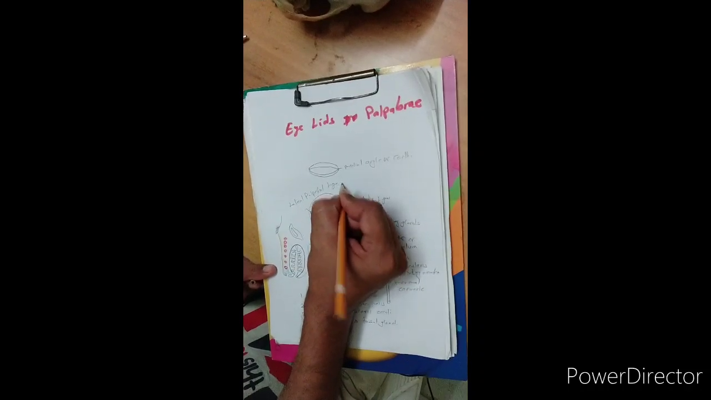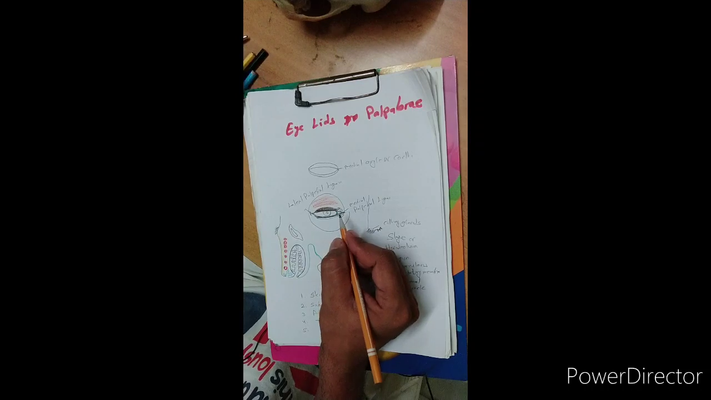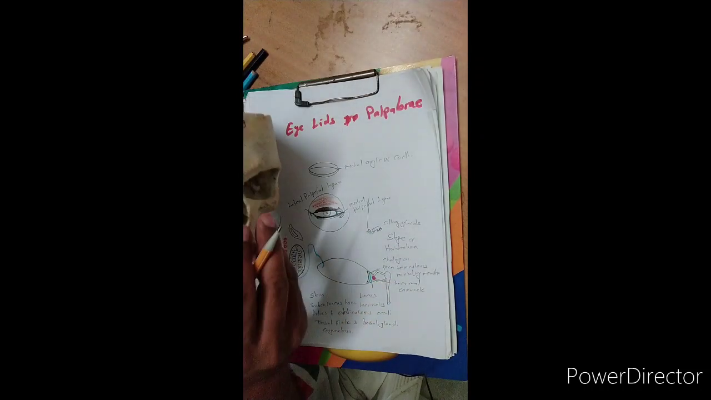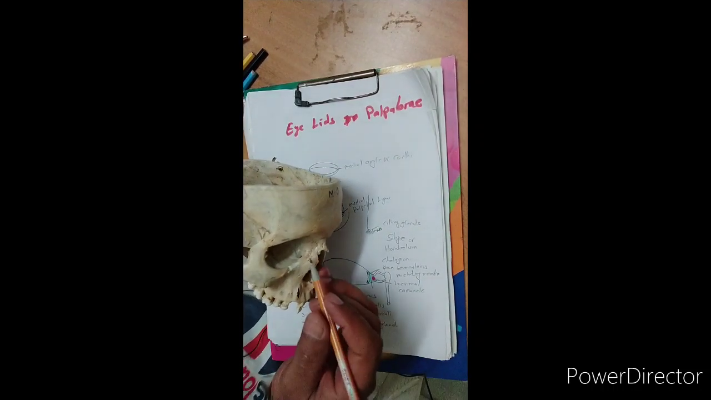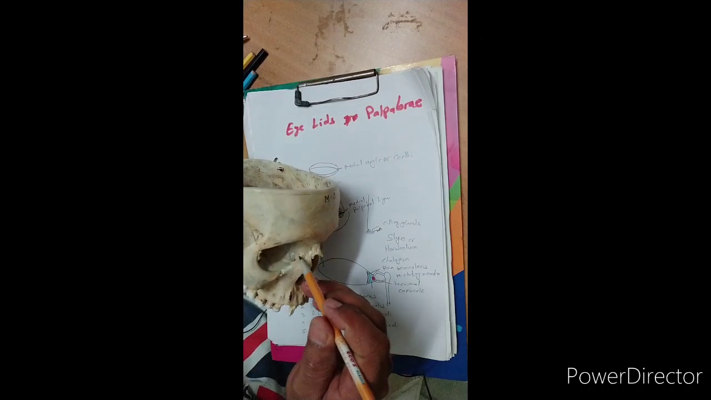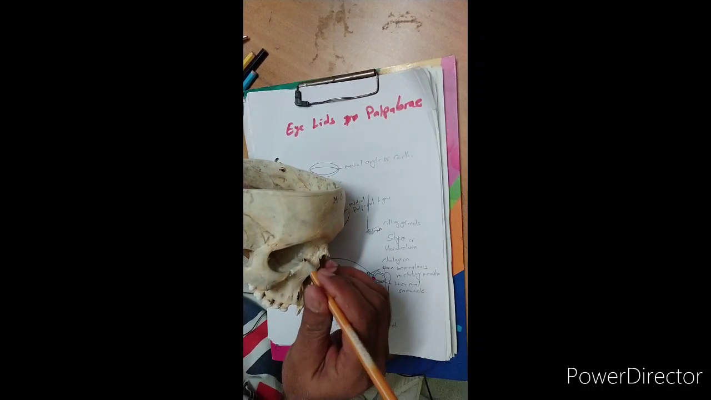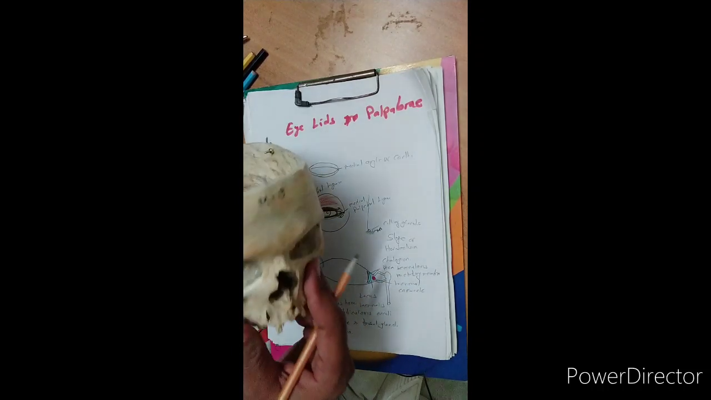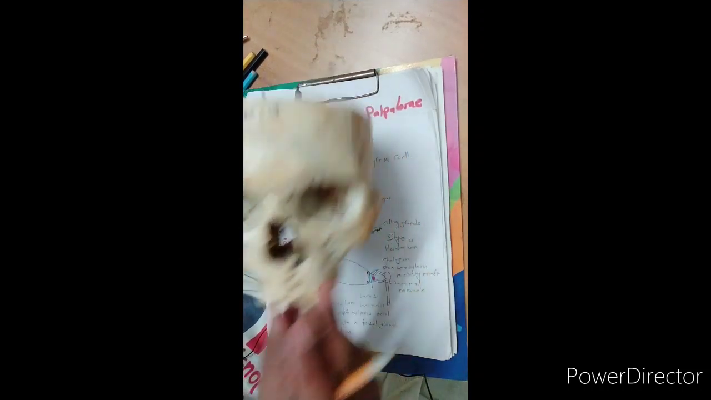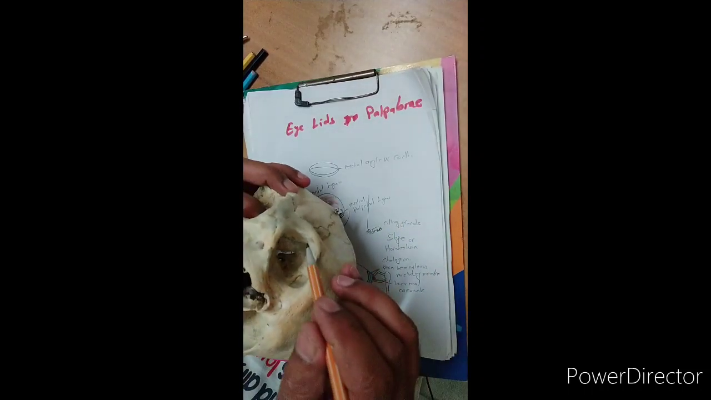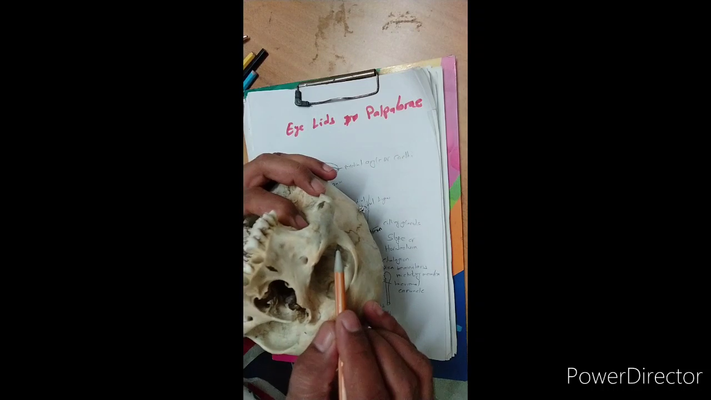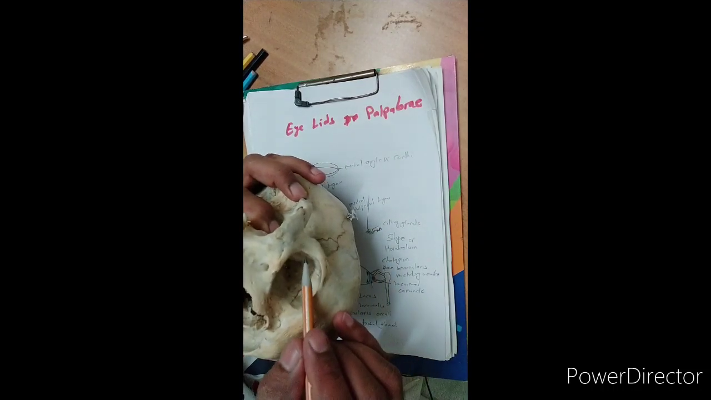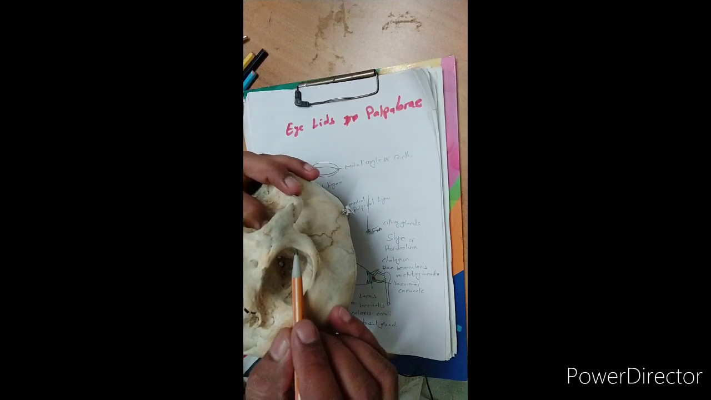This is the lateral palpebral ligament. And the medial palpebral ligament is attached medially to a tubercle on the lacrimal bone. This is the lacrimal bone, and this is the tubercle on the medial side. While the lateral ligament is attached to Whitnall's tubercle. There is a zygomatic bone, and on the zygomatic bone there is this Whitnall's tubercle. So the lateral palpebral ligament is attached to Whitnall's tubercle.